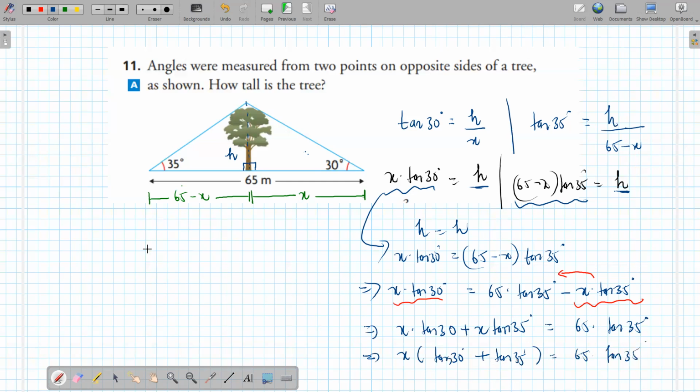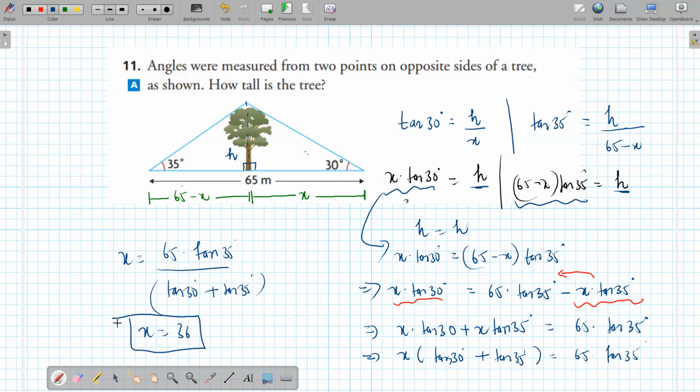And now you want to divide both sides by the bracket on the left. So you get 65 times tan 35 all over tan 30 plus tan 35. Like that. Let's plug this in. 65 times tan 35 divided by tan 30 plus tan 35 gives me 36. X is 36.